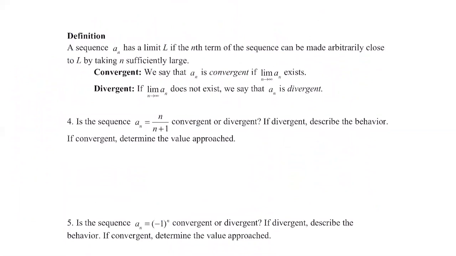Definition. A sequence a sub n has a limit L if the nth term of the sequence can be made arbitrarily close to L by taking n sufficiently large. We say that a sub n is convergent if the limit as n goes to infinity of a sub n exists. If the limit as n goes to infinity of a sub n does not exist, we say that a sub n is divergent.